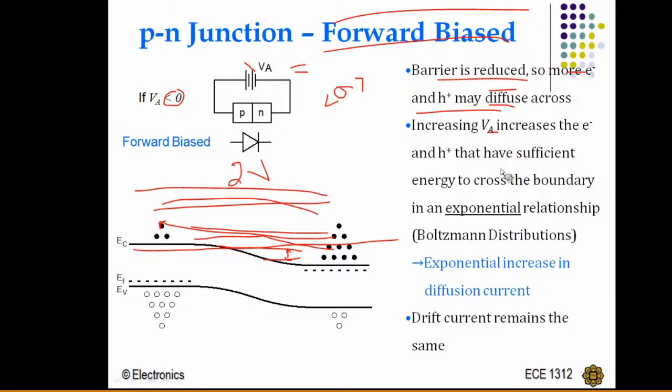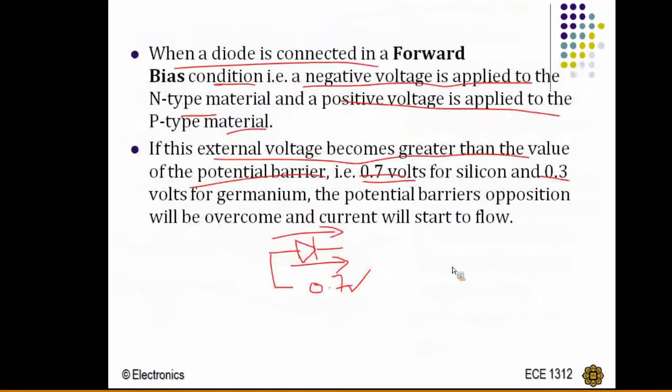Now, increasing the Va, if you increase the voltage, the electrons and holes have sufficient energy, so all the electrons can move to the P side and all the holes can move to the N side. The drift current is going to remain the same. That's for the forward bias PN junction case.